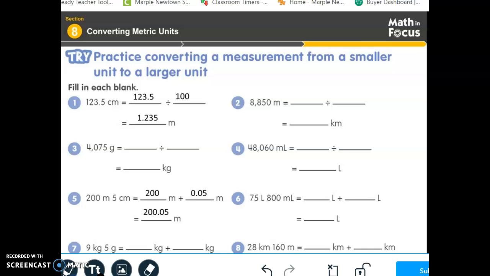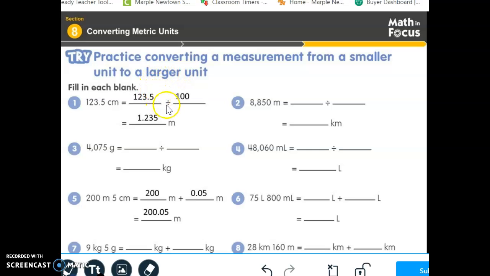This is a tutorial for how to complete the measurement conversion problems that are located in Module 2 for this week's assignments. So let's read the directions together. So right here, the directions say to practice converting a measurement from a smaller unit to a larger unit. So you need to think back to the relationship between our units. And remember that if we're going from a small to a big unit, small to big, divide.